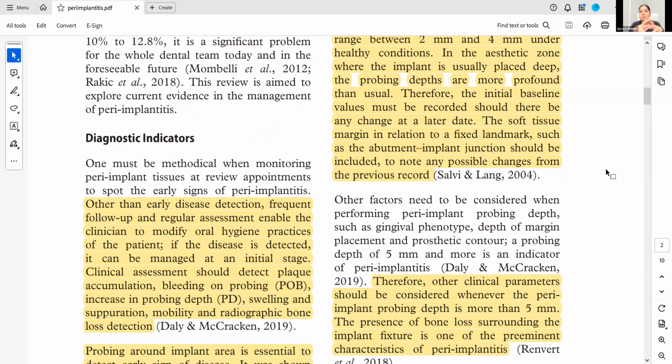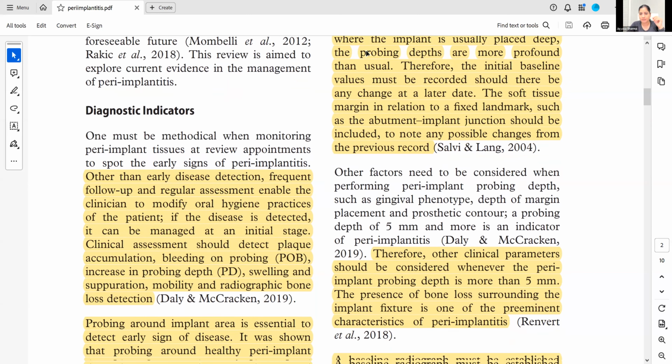Also, you should know what the probing depth is in health during administration of the implant, because that will help you in future appointments to assess whether it's regressing or not. And also the point that we discussed before was that a 6 mm probing depth alone is not sufficient to diagnose peri-implantitis. It has to be associated with the supporting bone loss, right? And the radiographic evidence of the bone loss should also be available.